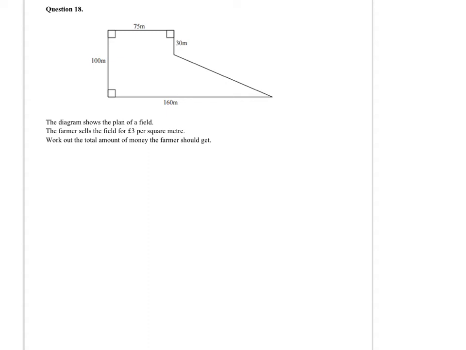We need to split this compound shape up into 2 shapes that we can easily find the area of. So we can turn this into a rectangle. So that'll be 75 times 100, so that's 7,500 metres squared. And then we have this triangle. If this height here is 30, then this one is going to be 70, because that whole length there is 100. So we can write 70 on that length. And then to find the base of the triangle, this one is 75, so this one's going to be 85, because 75 plus 85 makes 160. So 85 there.